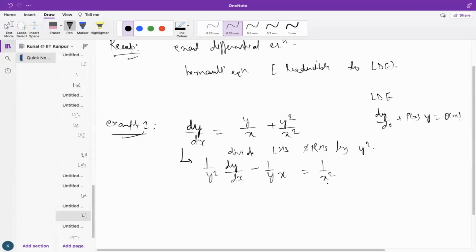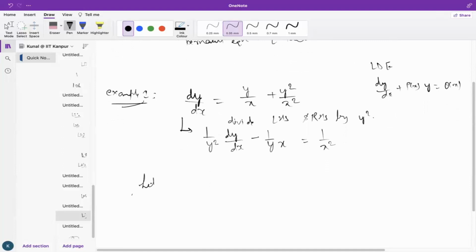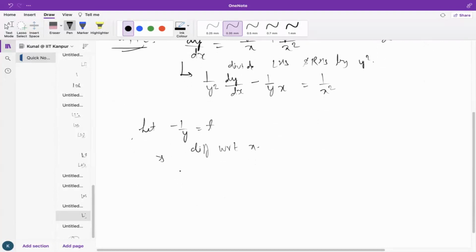This we get as a function of x, and this as a function of y and x as well. So what I have to do here is let minus 1 by y be equal to t. Differentiating with respect to x only, we get 1 by y square dy by dx equal to dt by dx. So we can write this whole term as dt by dx. Let me call it equation number 1.